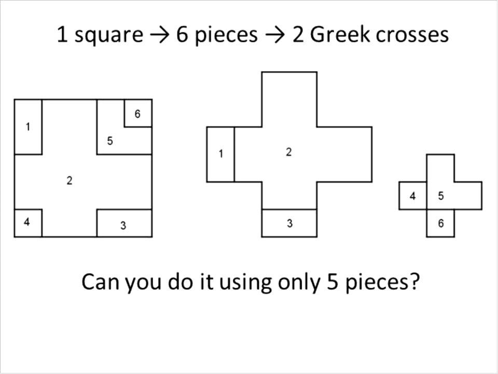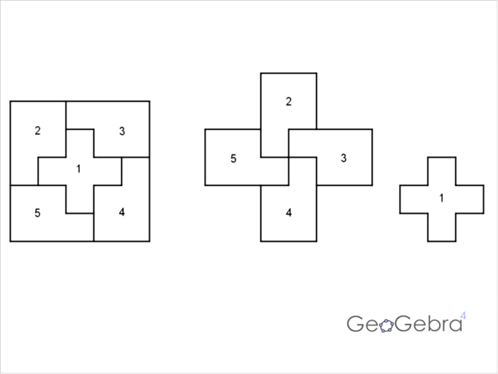But I claim it can be done in 5 pieces, and they all get a few minutes to think about it. And naturally, nobody can do it. But then I drop some hints: start with the little Greek cross as a whole in the middle of the big square and think about symmetry. And then with that hint, it doesn't take people long to spot this one. That's quite pleasing.